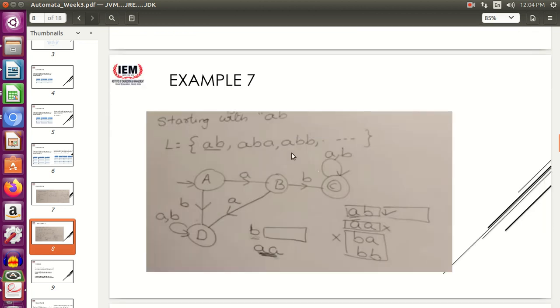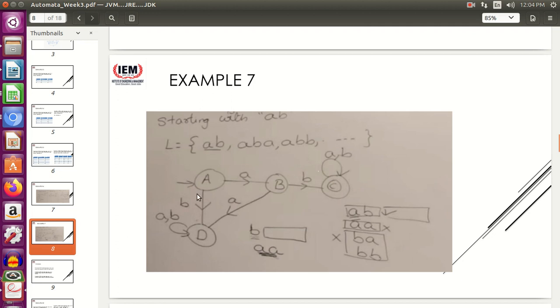Next is it starts with AB. So how to ensure that your DFA will accept all the strings which will start with AB? Whenever you get such a question, you first draw the AB part and then add the other transitions. You start with a state, you move to the next state with A and move to the next state with B. Done. Now add the extra things.